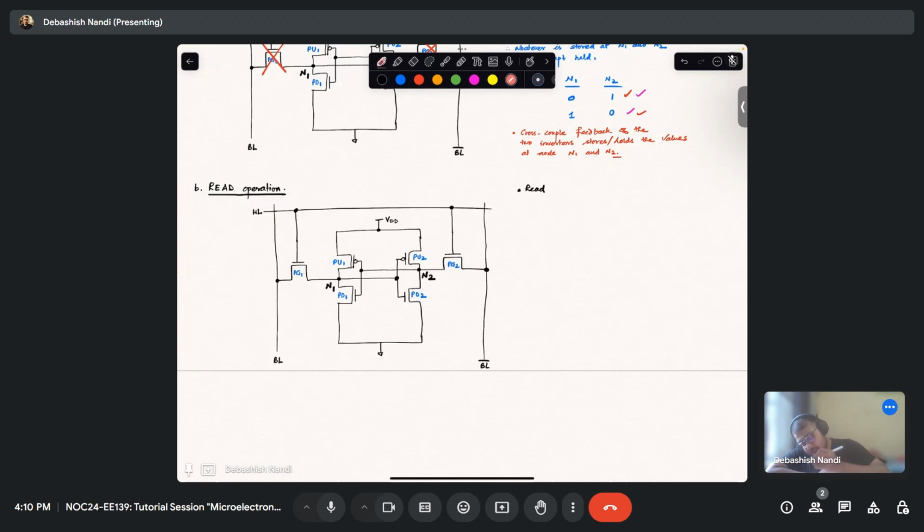Let's say N1 is having 0, right? And N2 is having 1. That is already stored in these two nodes. Okay. I want to read what is stored in the BL. Read the stored values 0 and 1.